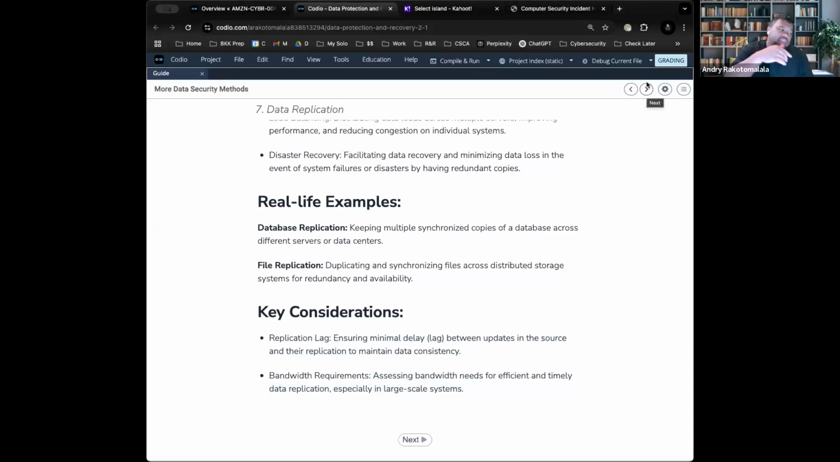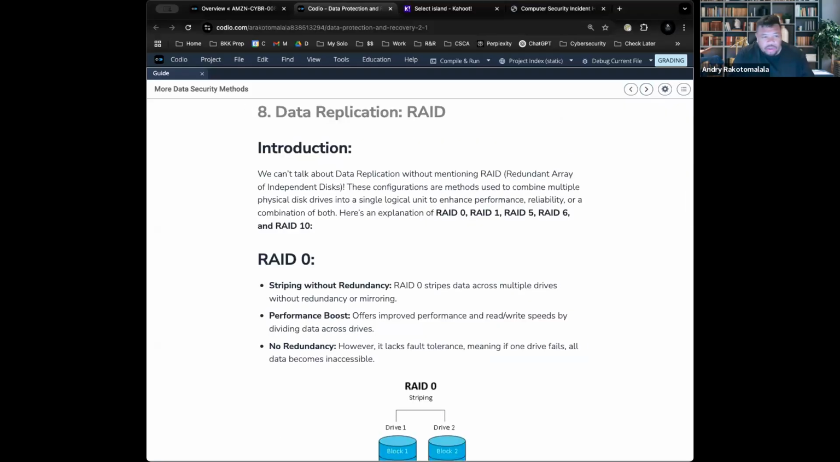Now, some of you had asked last class about RAID 0 through 10. Well, this is the class where we actually talk through it. As a reminder, RAID is a backup system. The actual term for RAID is redundant array of independent disks. It's a fancy way of saying backup hard drive. That's really all it is, a fancy way of saying backup hard drive, all right?